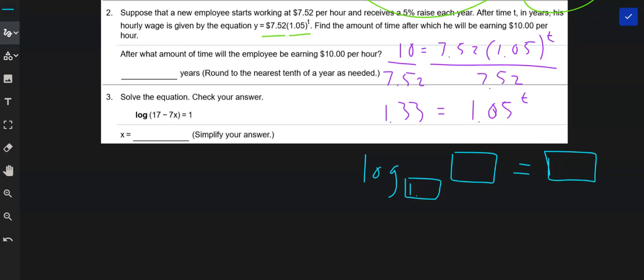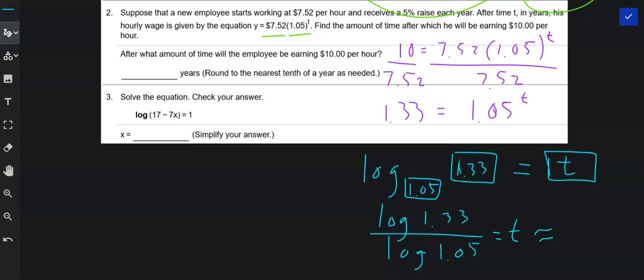The base is 1.05. The exponent is t, right? Logarithm means exponent. And 1.33 is the remaining value. Okay? Change of base to 10, right? So we can use our machine. Log 1.33 over log 1.05.